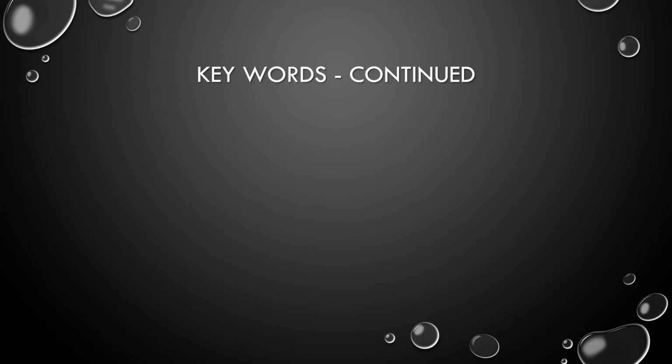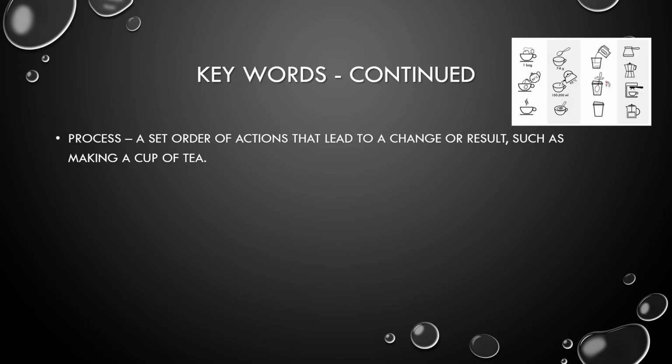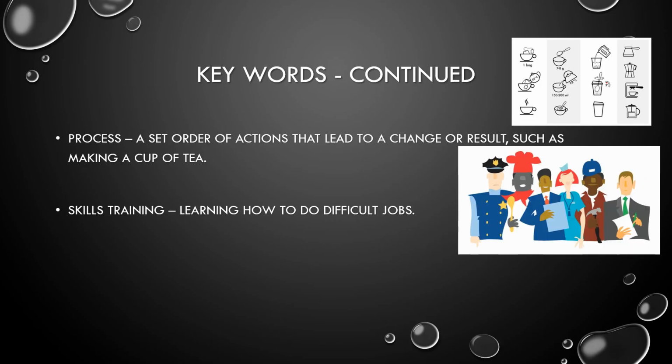The last three keywords I would like you to look at is process, and that is a set order of actions that lead to a change or result, such as making a cup of tea. You start with a tea bag, throw in your water, and eventually it changes. Next, we have skills training, and that's learning how to do difficult jobs. You cannot just become a nurse or a chef or a doctor or engineer. You have to learn how to do that.